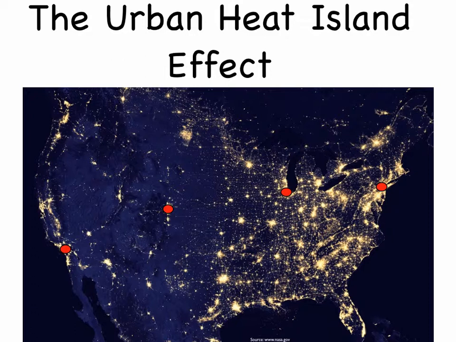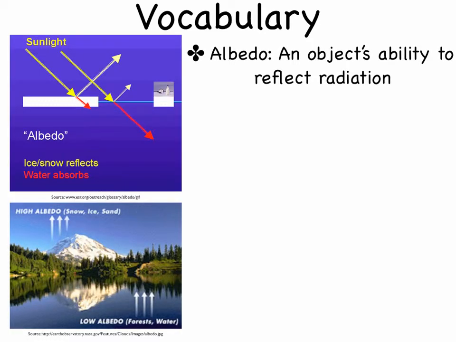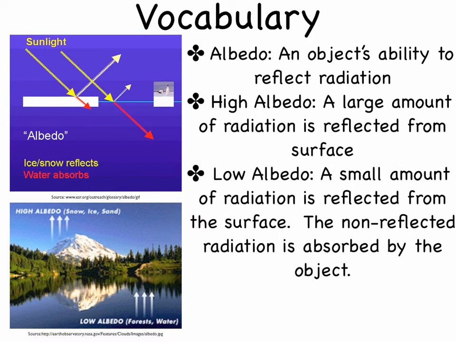Before moving on, there are a few vocabulary words that we should be introducing. The term insolation refers to incoming solar radiation, or radiation from the sun that reaches the Earth's surface. The term albedo refers to an object's ability to reflect sunlight. An object with a high albedo reflects a lot of the sunlight that hits its surface, while an object with low albedo absorbs much of the sunlight that hits its surface.